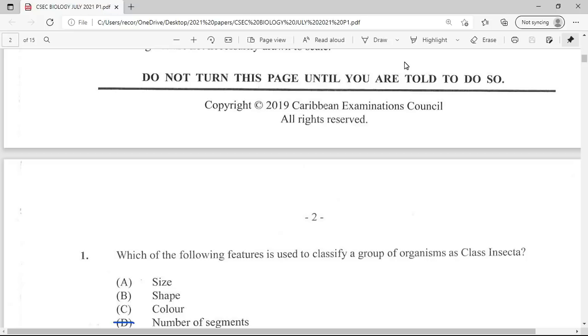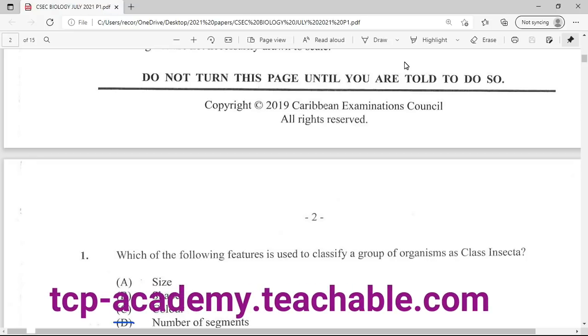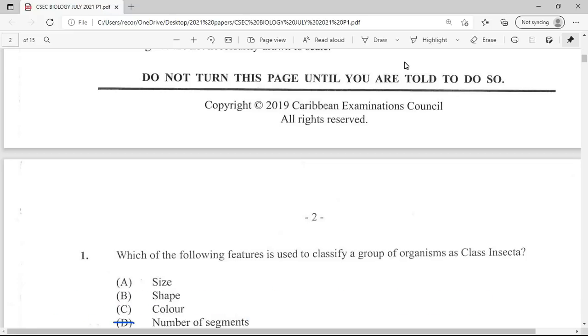as it would. Now, the first question here, I have answered earlier, or some I answered earlier. Which of the following features is used to classify a group of organisms as class Insecta? So we want to look at what characteristic will always exist if it is an insect. Now, it wouldn't be wise for us to select size because insects come in various sizes. As for shape, that's another thing. They might be shaped differently.